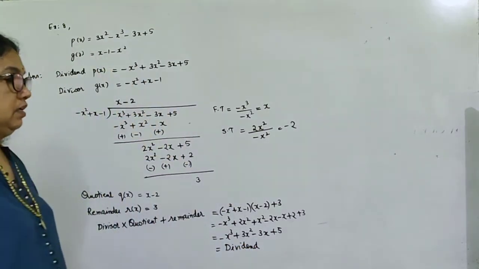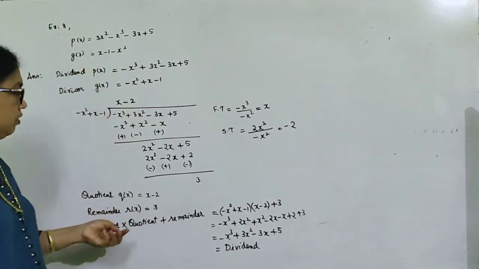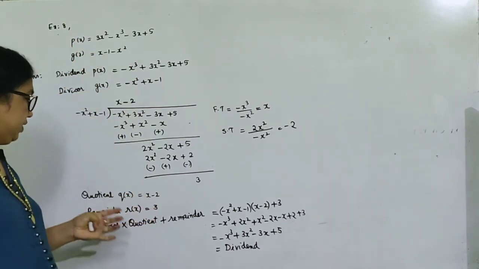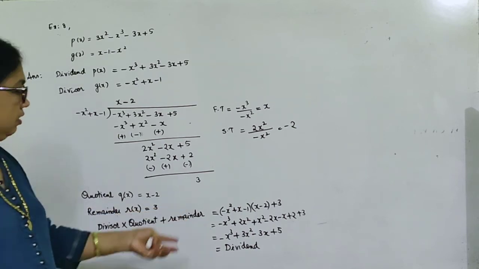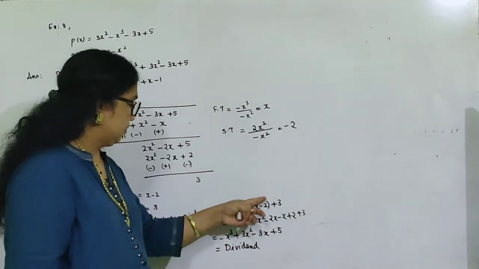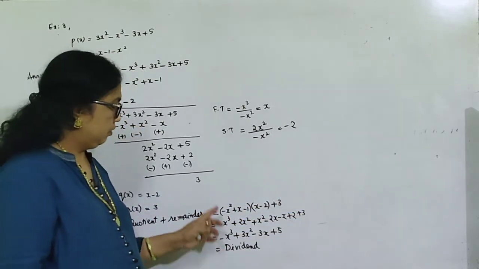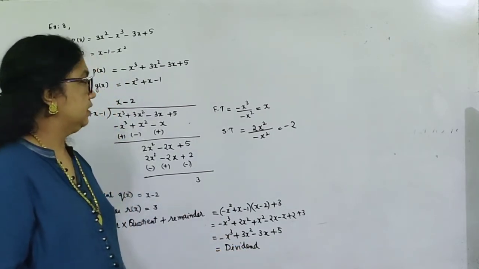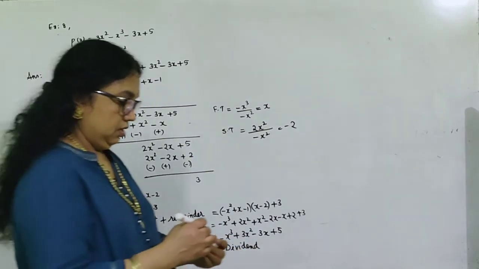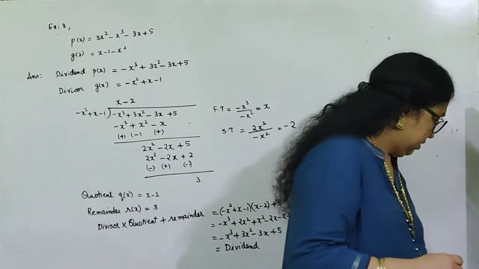So this is the verification of the division algorithm. Division as usual, and the last step is verification: divisor into quotient plus remainder, you have to find out. First multiply these two, then add 3, then you will get it. If you have done it properly, you will get the dividend. This is the division algorithm for polynomials and its verification.